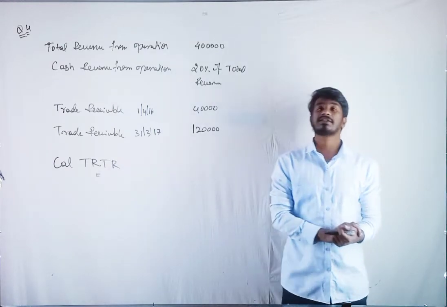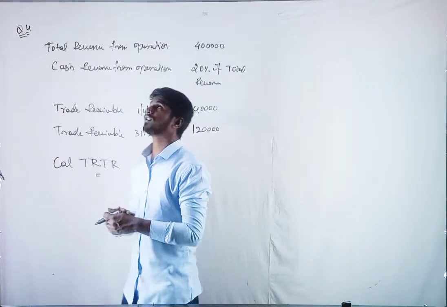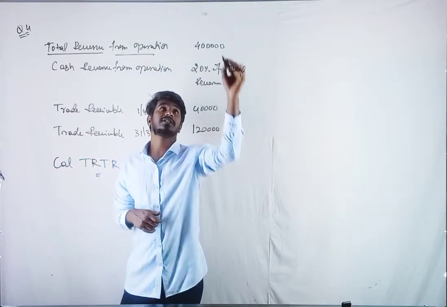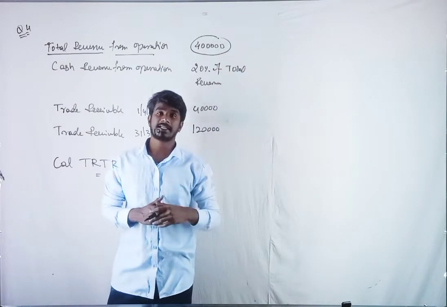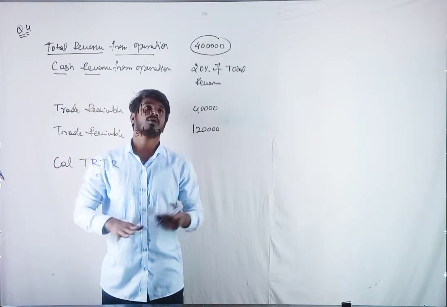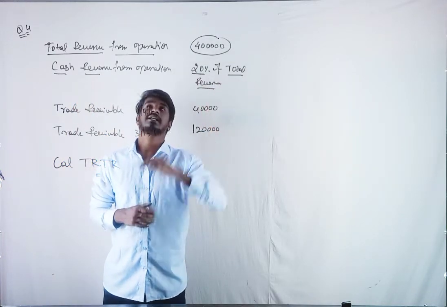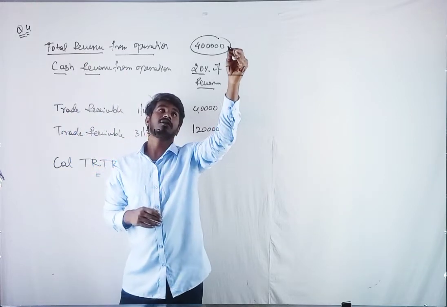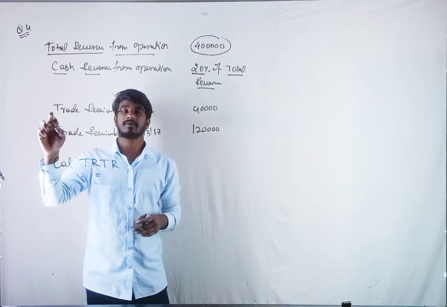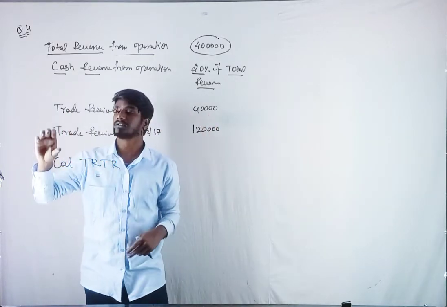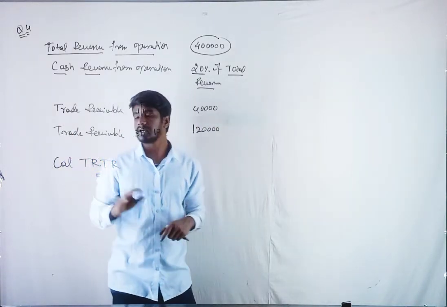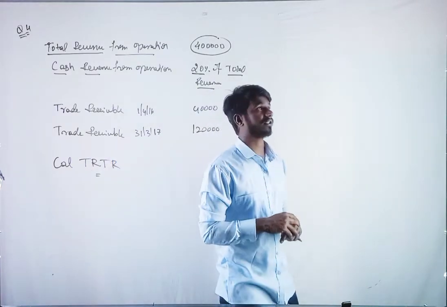Yes. Question number 4 is on the board. Shall we read the question? Total revenue from operation is 4 lakh. That is credit sales and cash sales both, and cash revenue from operation is 20% of total revenue. Whatever the total revenue is, out of that 20% is cash sales. Opening trade receivable 40,000. Closing trade receivable 1,20,000. Calculate trade receivable turnover ratio.